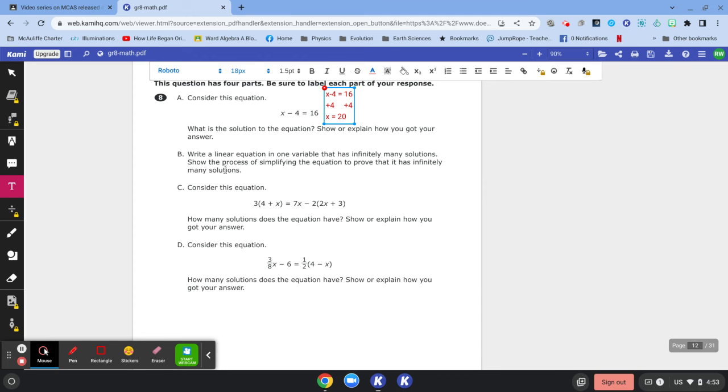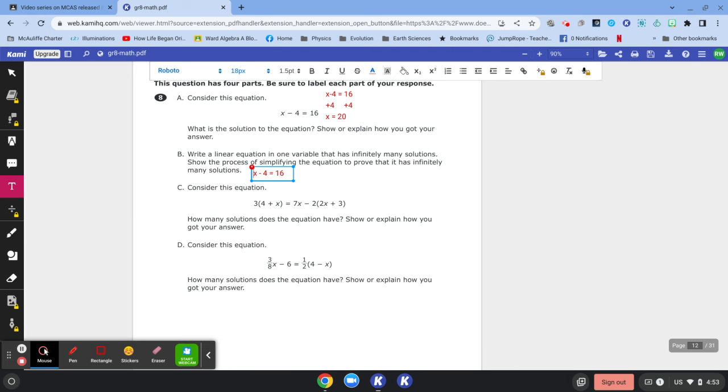Now let's take a look at this. Write a linear equation in one variable that has infinitely many solutions. And what that means is that when you solve it, all the x stuff disappears and you're just left with a true statement. I'm just going to take this equation and work with that. You could do a variety of things that would work for this. I'll do an example. So x minus 4 equals 16 currently has one solution, x equals 20.